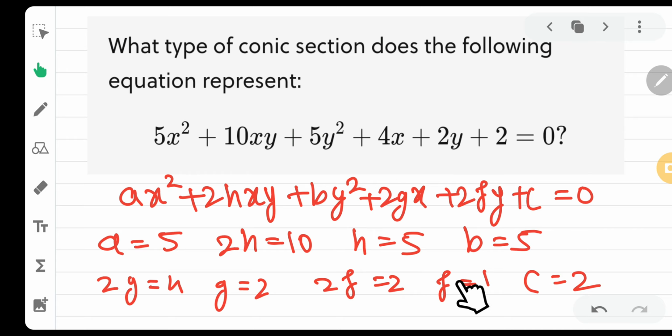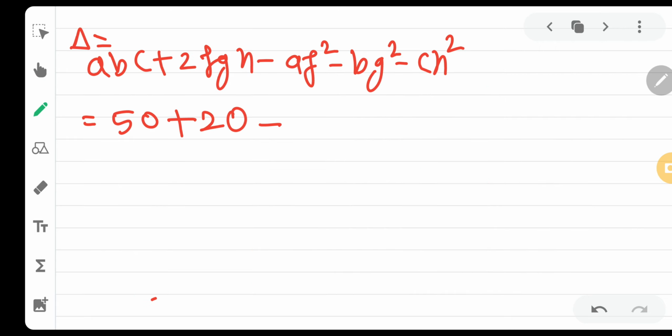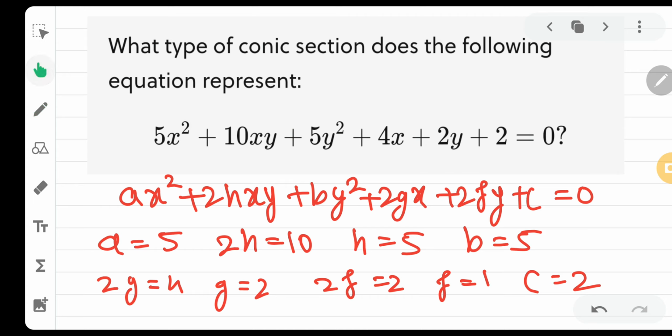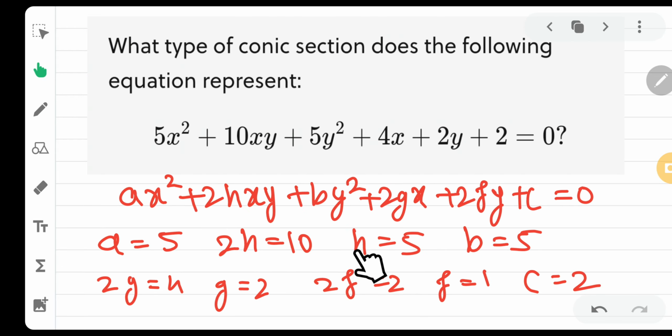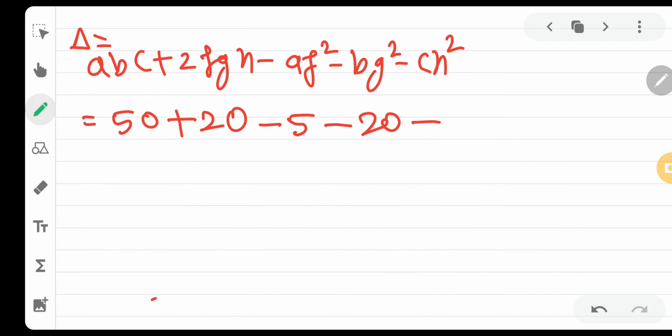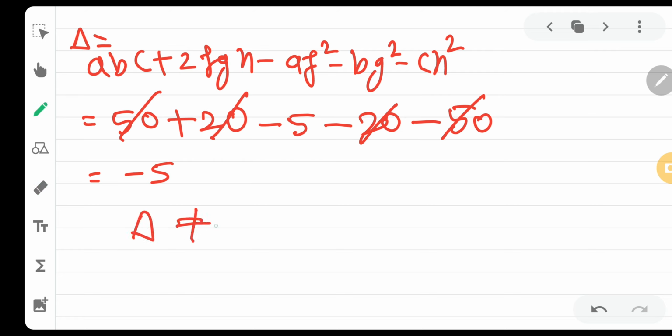So 50 plus 20 minus af square. A is 5, f is 1. 5 into 1 square is 5 only. Minus bg square. So b is 5 and g is 2. 2 square is 4. 5 into 4, 20. So minus 20. Minus ch square. C is 2 and h is 5. 5 square is 25. 25 into 2, 50. So minus 50. As you can see, 50 got cancelled, 20 got cancelled, and your delta is minus 5. So first of all, delta is not equal to 0. That is one condition. Okay, that means it is not a pair of straight lines.